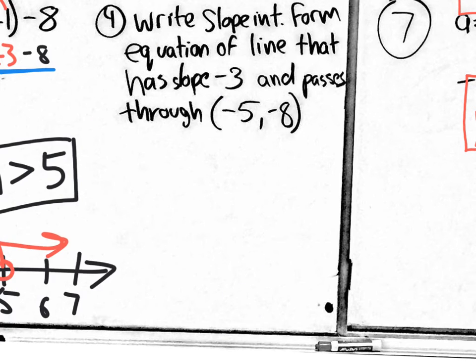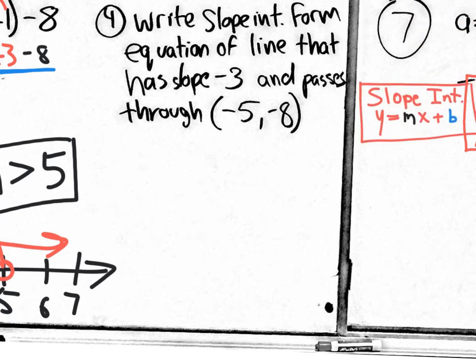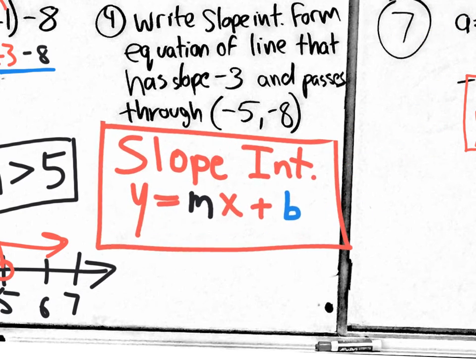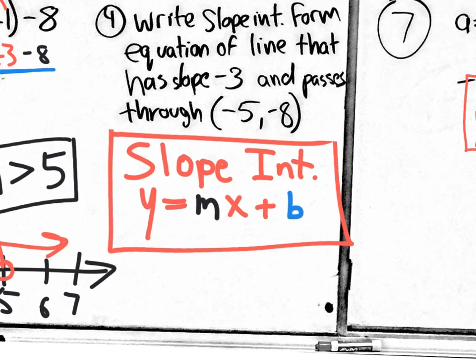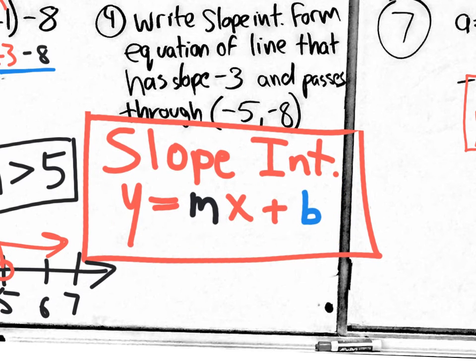Gonna have to squeeze this in a couple of minutes. Okay, it says write the slope-intercept form equation of a line that has a slope of negative 3 and passes through 5, negative 8. So you need to know what slope-intercept form is. Slope-intercept form is y equals mx plus b. In order for you to write your slope-intercept form equation, you need the m and you need the b.